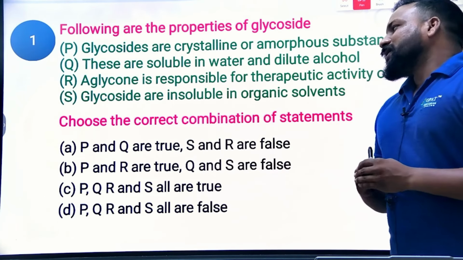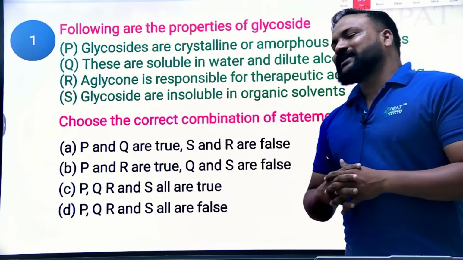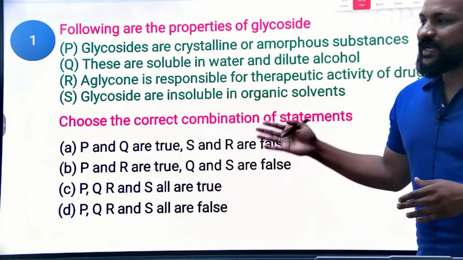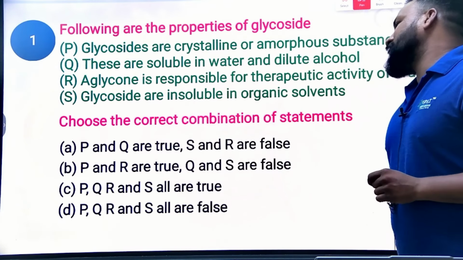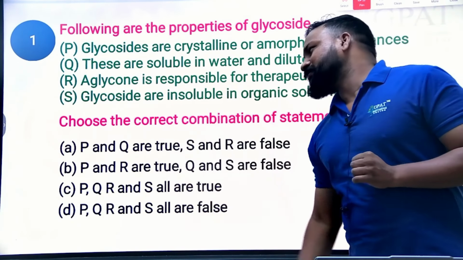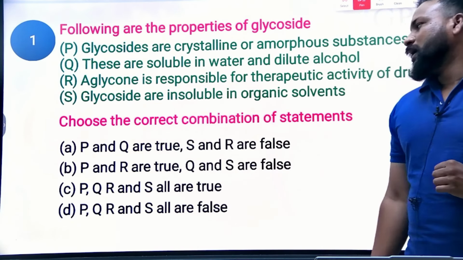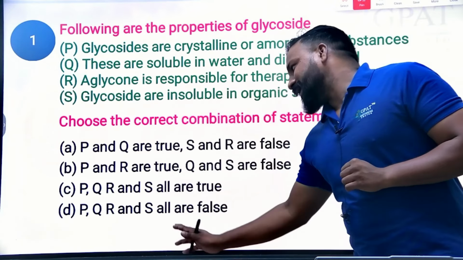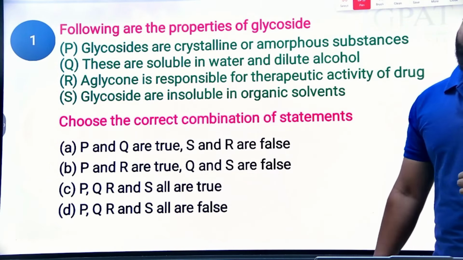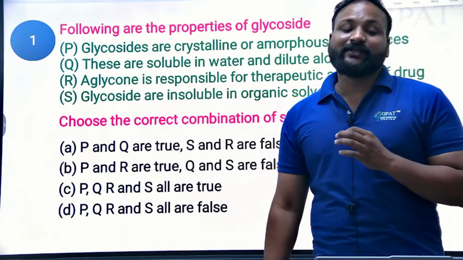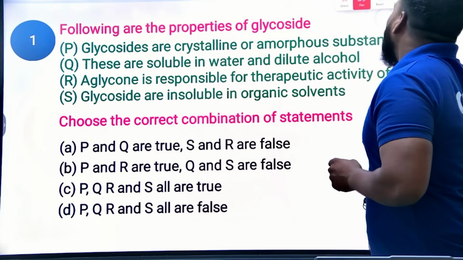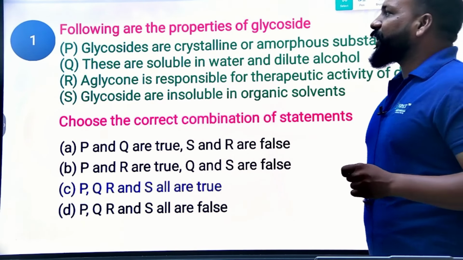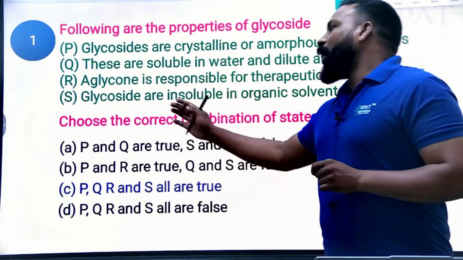A: P and Q are true, S and R are false. B: P and R are true, and Q and S are false. Option C: P, Q, R and S are true. And D: P, Q, R and S are all false. Now tell me the right answer. Undoubtedly, the right answer is option C, which means all are true.